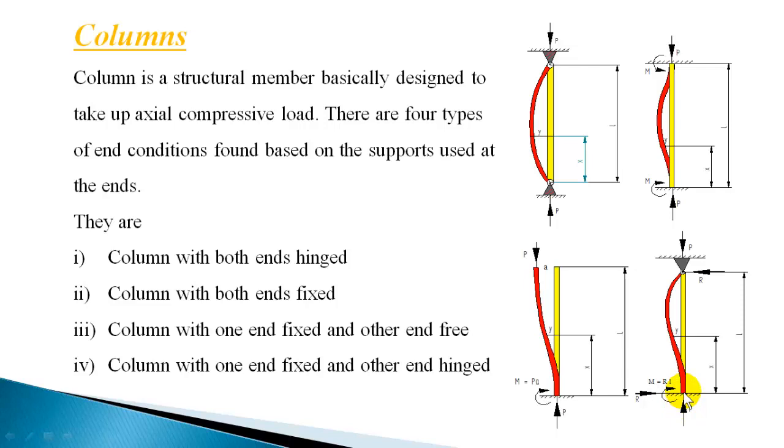Now the fourth type is one end fixed, the other end hinged. Both ends have different kinds of support. So one end is fixed, so fixed in position and direction. The other end is hinged. Hinged means fixed in position only, not in direction. So these are the commonly occurring end conditions for columns.